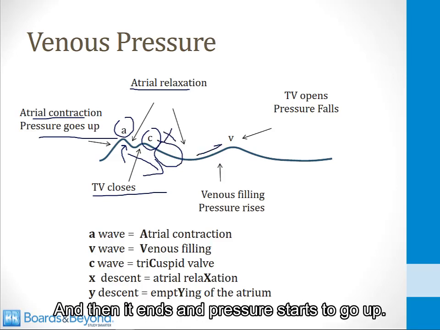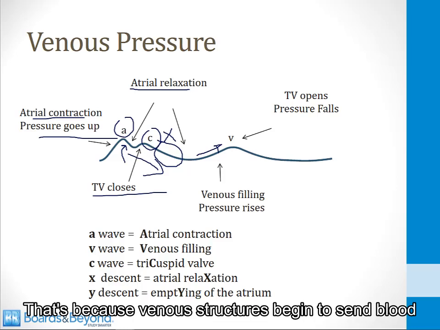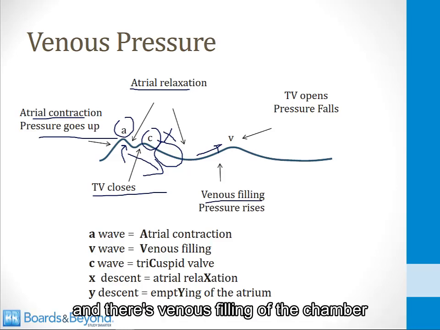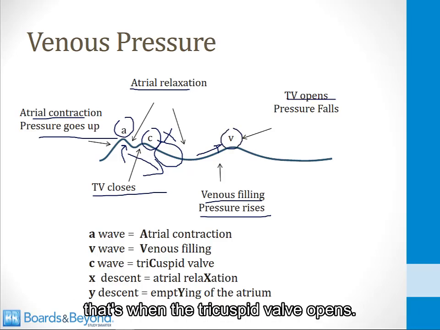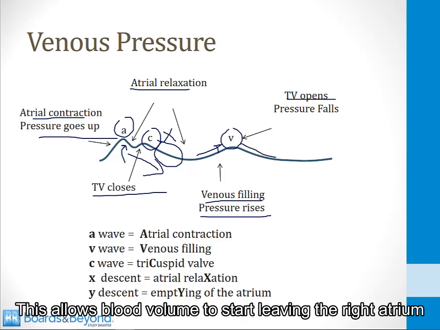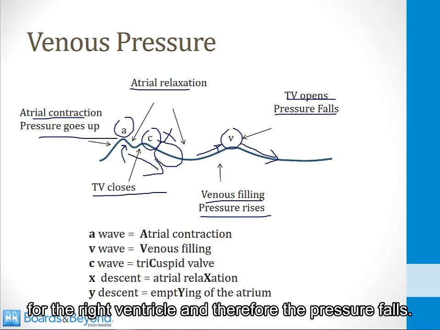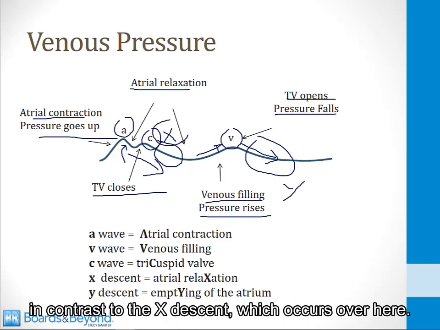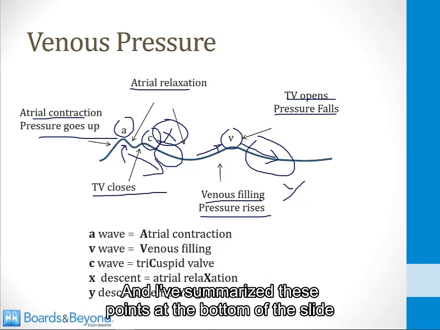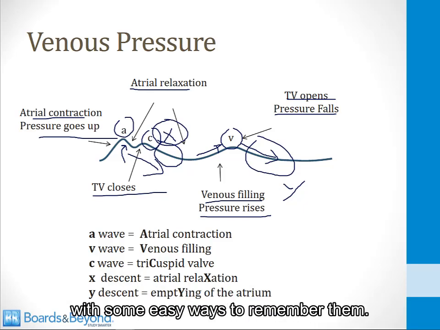This fall in blood pressure right here is called the X descent, and then it ends and pressure starts to go up. That's because venous structures begin to send blood into the right atrium. There's venous filling of the chamber, and the pressure rises. At the peak of the V wave, that's when the tricuspid valve opens. This allows blood volume to start leaving the right atrium for the right ventricle, and therefore the pressure falls. And this fall in blood pressure is called the Y descent, in contrast to the X descent, which occurs over here. And I've summarized these points at the bottom of the slide with some easy ways to remember them.